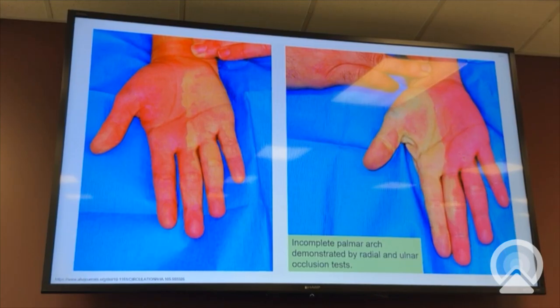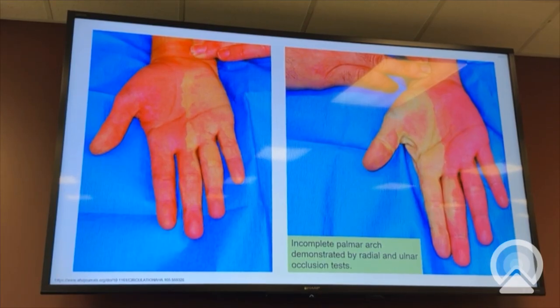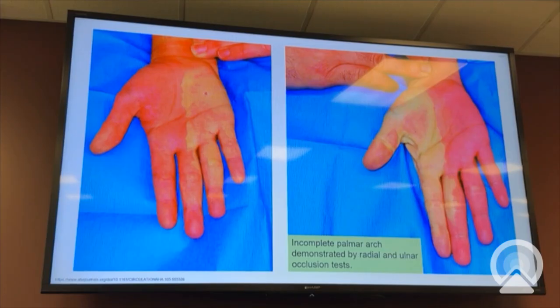So you can see in this individual, they have an incomplete arch. You can see they're compressing the ulnar artery, but the radial artery is still filling only part of the hand, right? And then just the opposite. Does that make sense? So they do this a lot, actually. Allen's test is quite common.